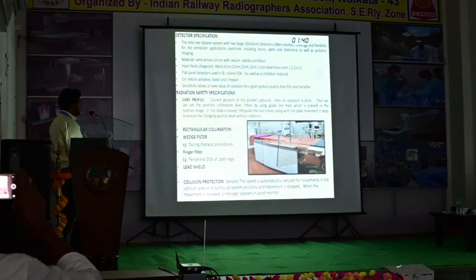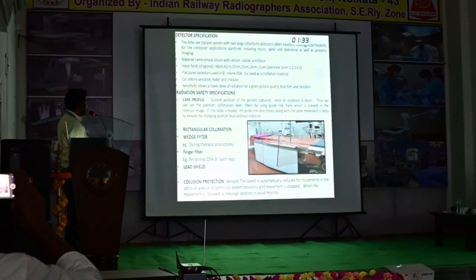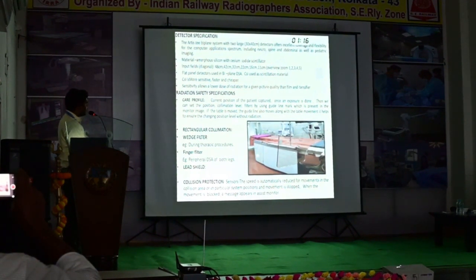It has a wedge filter. During thoracic procedures, the lungs need less radiation and the spine needs higher radiation. During that time we can use the wedge filter for both lungs. It reduces the radiation at the lung field. A finger filter is used during bilateral leg DSA, in the middle of the area where no radiation is needed. There is also a lead shield. This one is a wall mounted lead shield, and it can move anywhere in the room.